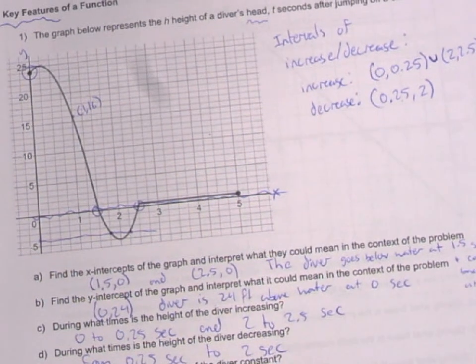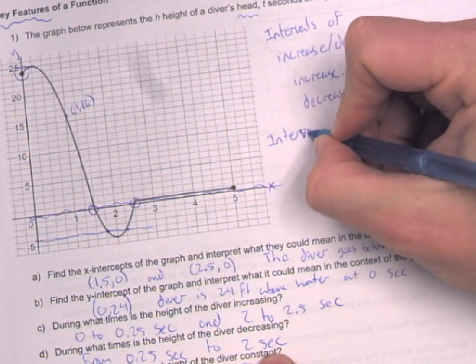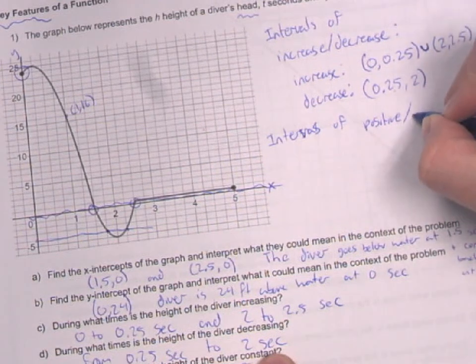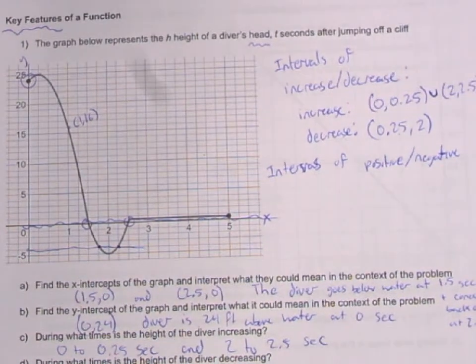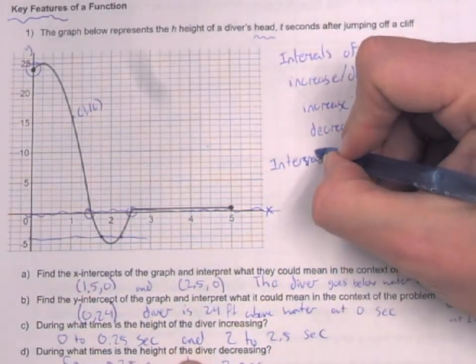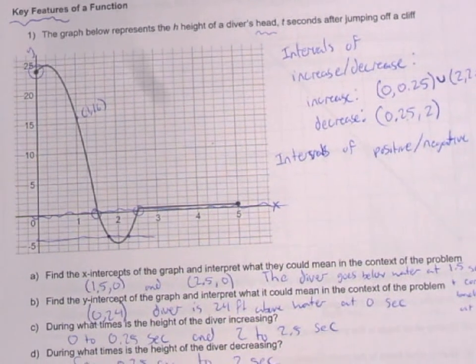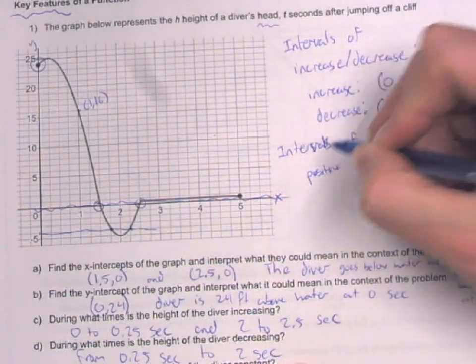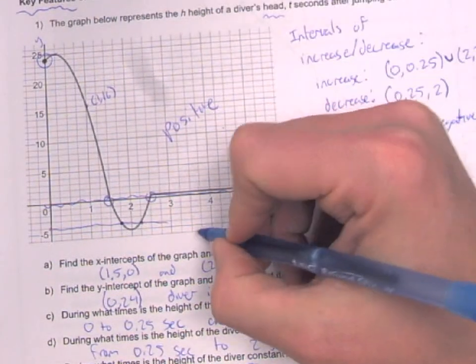We also want to talk about intervals where he's positive and negative. Now this is easy to get confused with increasing and decreasing, but we're not talking about if he's going up or going down. We're talking about if he's above the water or below the water. So anytime he's above the water, that's going to be positive. So this is the positive realm. This is the negative realm.